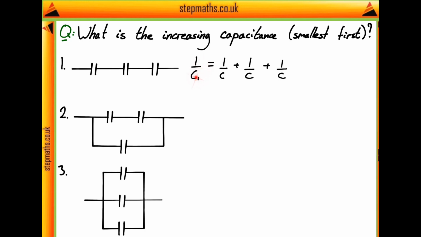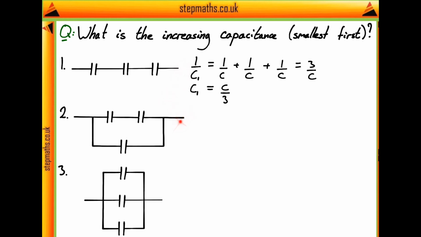So here, 1 over our total capacitance for this situation, C1, is equal to 1 over C plus 1 over C plus 1 over C, with C being the capacitance of each of the identical capacitors. These add up to give us 3 over C, so the total capacitance for configuration 1 is C over 3. Fairly easy. All you've got to know is this first rule, that it's the opposite of what you do with resistors.